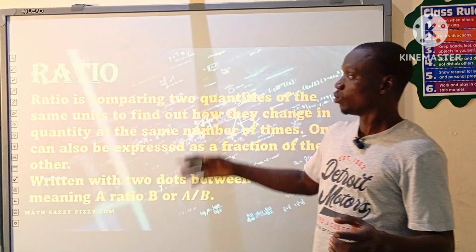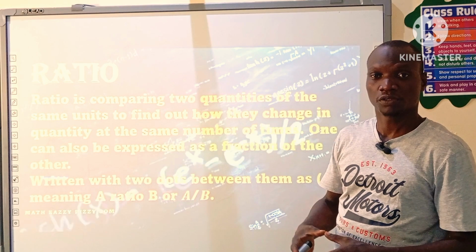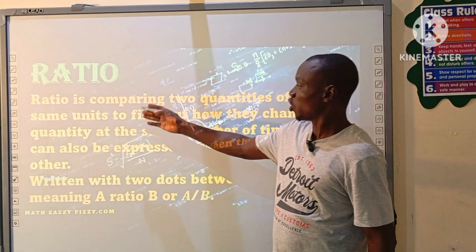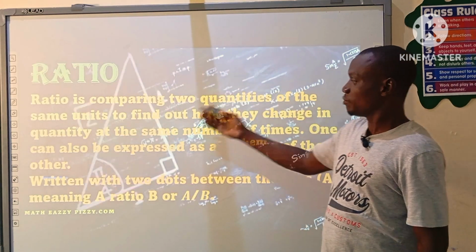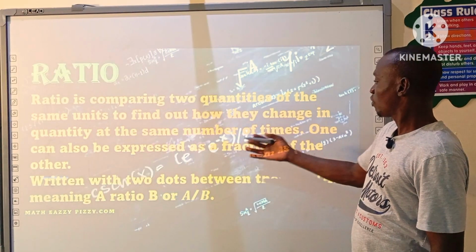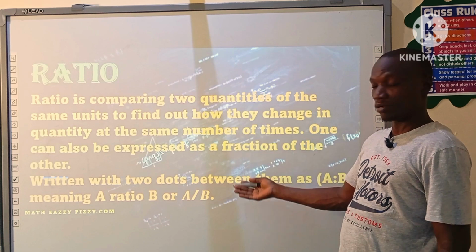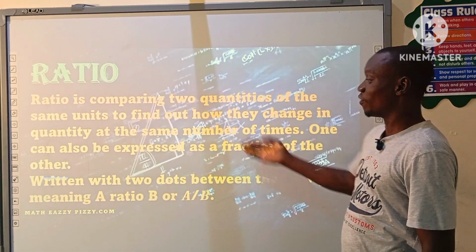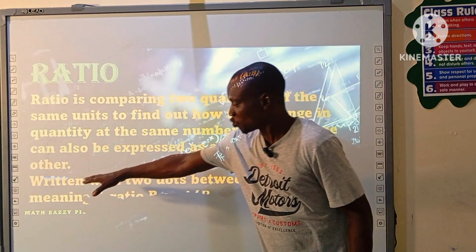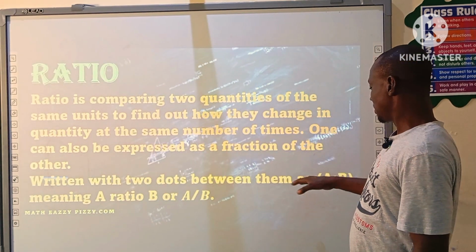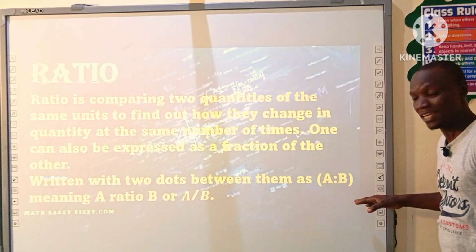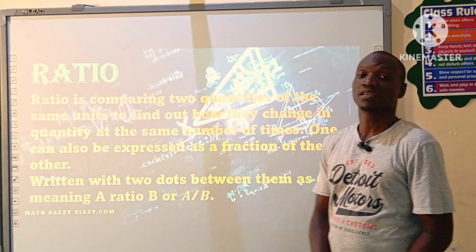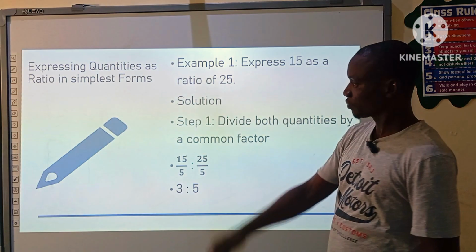In today's class, we shall be exploring ratio. Ratio is comparing two quantities of the same unit to find out how they change in quantity at the same number of times. One can also be expressed as a fraction of the other. It is written with two dots between them as A is to B, meaning A ratio B or A is to B. That is ratio.